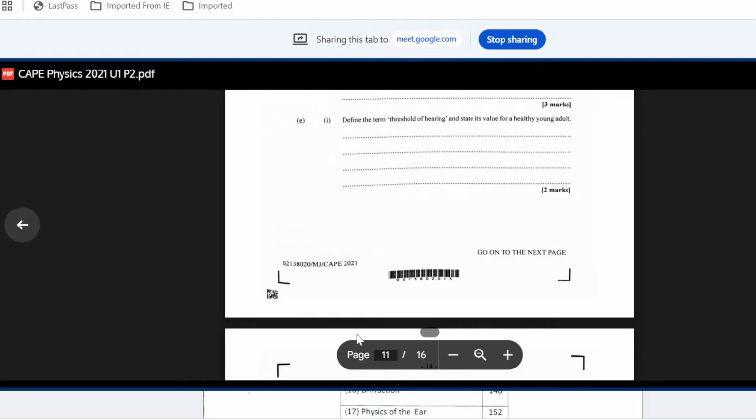I do not know the value off the top of my head for a healthy young adult, but I remember that the threshold of hearing was something like the minimum amount of audio that an individual can hear, or something like that. So the minimum.